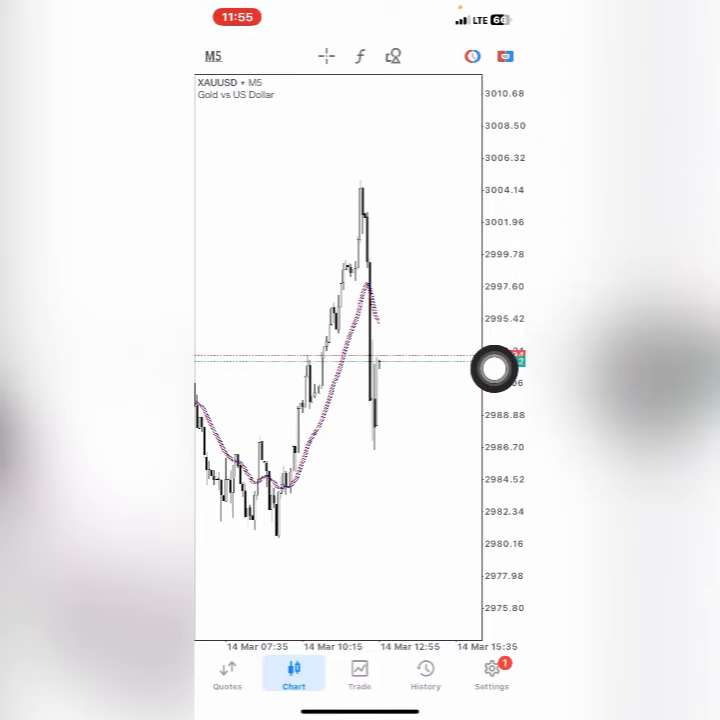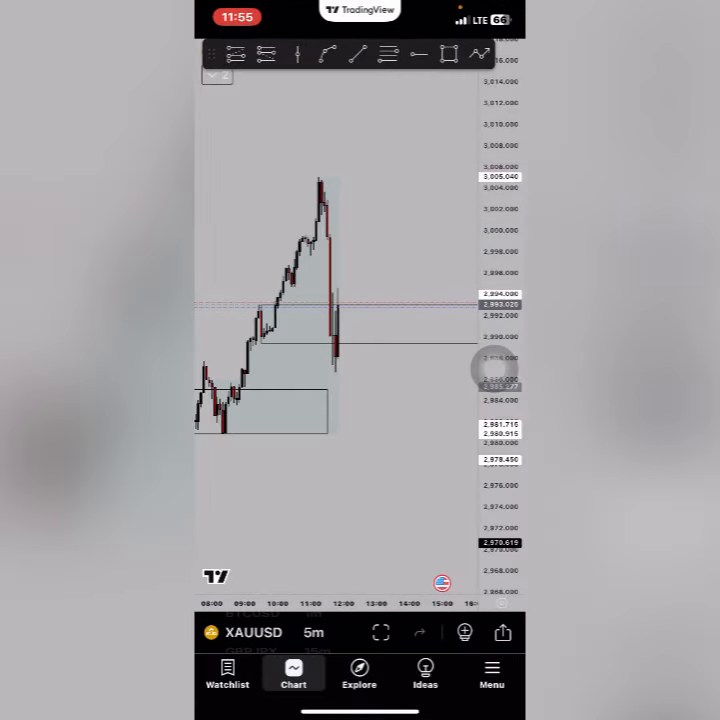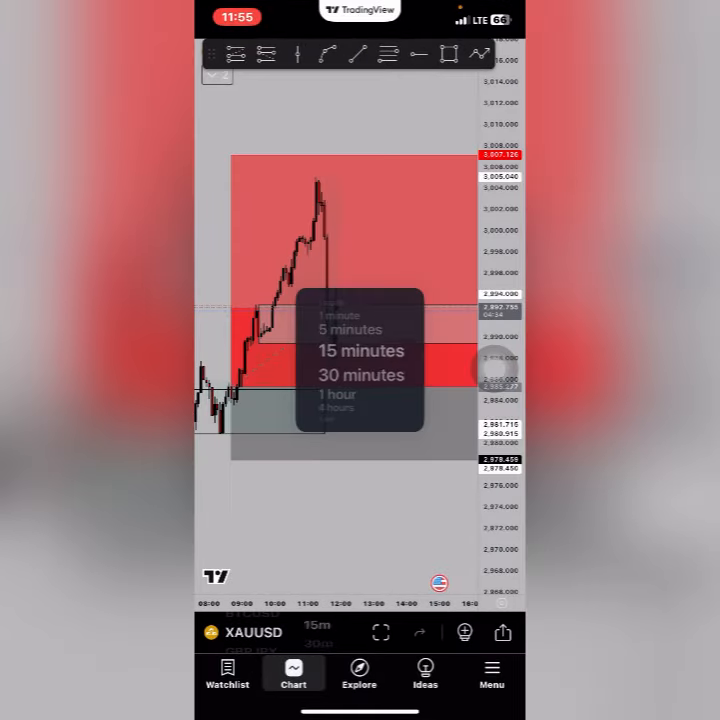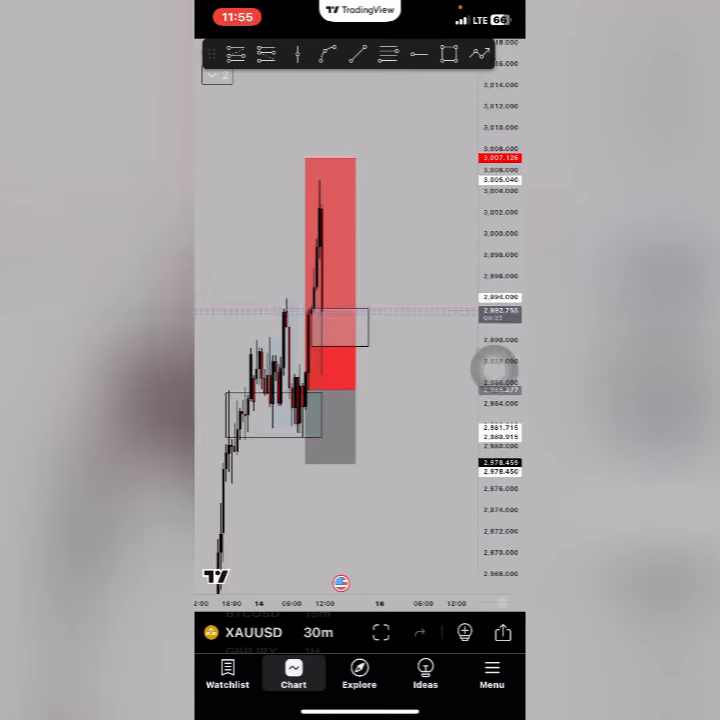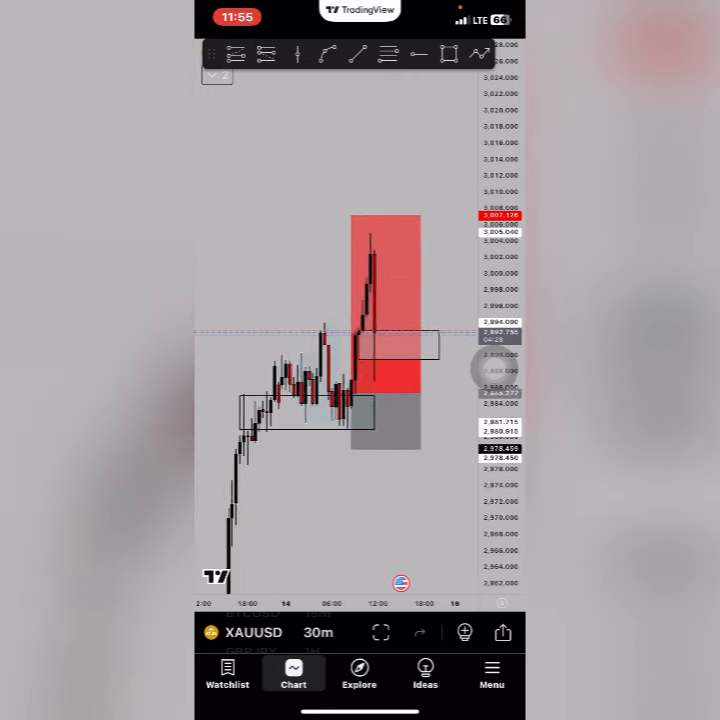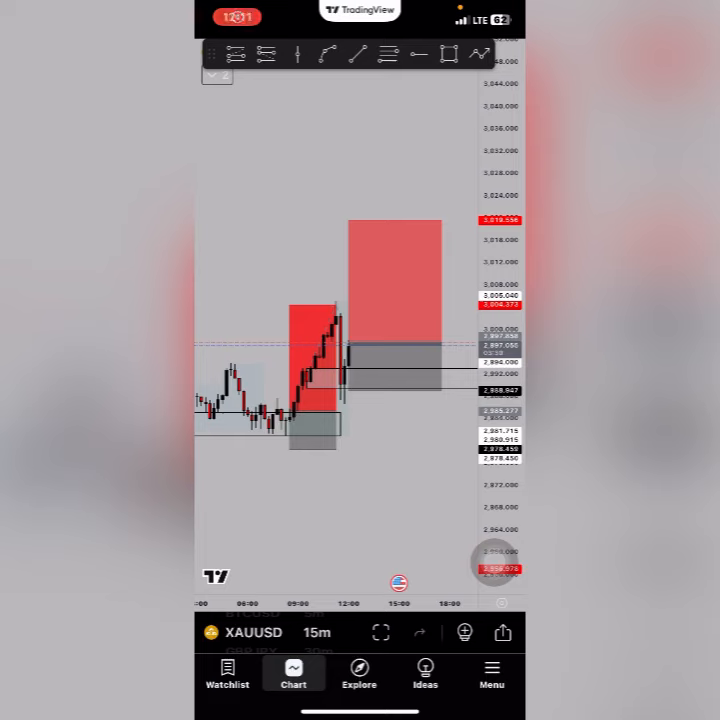So right now I'm just going to be looking for entry during the New York session, but as you can see, price is already rejecting this area from the higher time frame. Let's just see what price is going to do from this area. I'll keep you guys updated. If I take any trade, I'm going to be showing you guys, and if I don't, I'm going to be showing you guys.